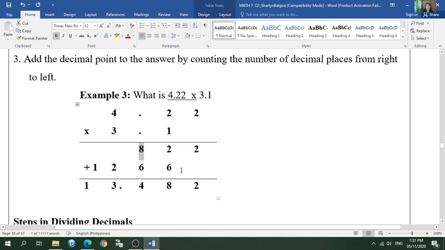Okay. Bilangin mo, ilan nga ba yung decimal places natin? Sa ating factors, 1, 2, 3. Kaya doon sa final answer mo, 1, 2, 3, and then the decimal point.